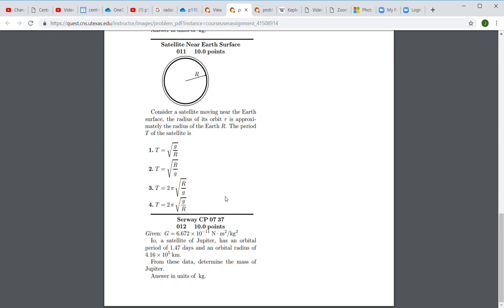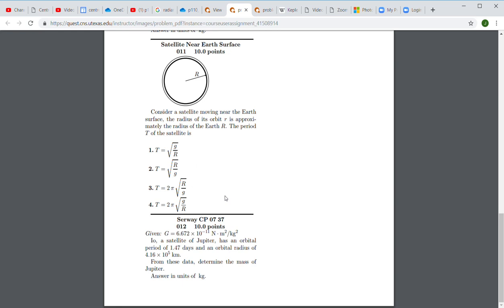Io, a satellite of Jupiter, has an orbital period of so many days and a radius. From these data, determine the mass of Jupiter. So this is exactly what Galileo could have done with the data just by observing, if he could figure out exactly what the radius of Io is around Jupiter. So in this case, determine the mass of Jupiter.